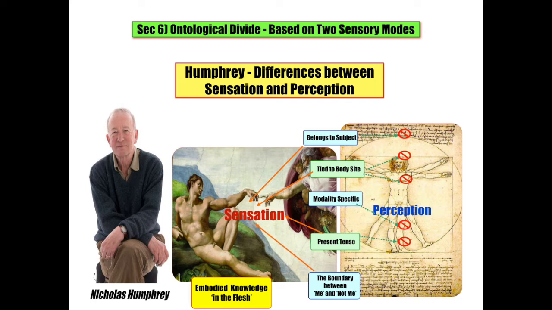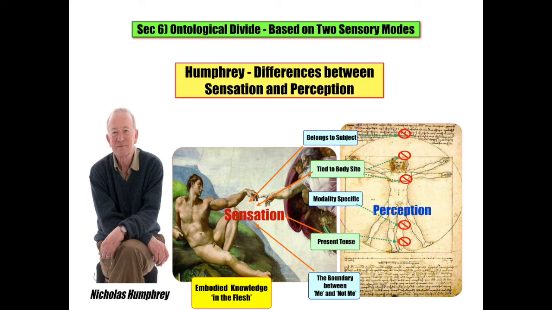This idea is a prominent feature of Whitehead's ontology, but it can also be found in the work of the British psychologist Nicholas Humphrey. Humphrey makes a distinction between perception and sensation. Sensations, he says, belong to the subject. They are owned in a direct and personal way. Sensations are always tied to specific body sites. In other words, they're anchored in space and time and firmly located in the brain's map of the body.